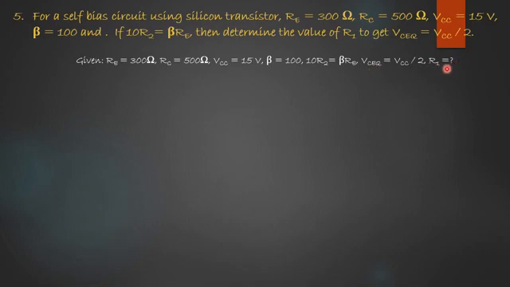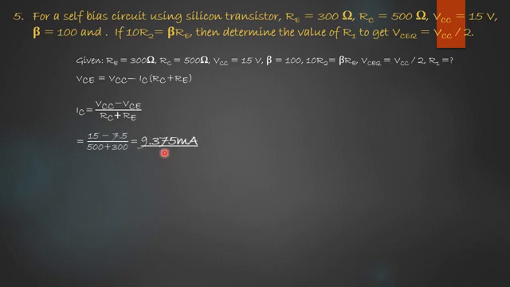So we have to finally find R1. The only unknown in this problem is R1. Since we have been given the output parameters, we can make use of the output expression first to get some of them. Here we have been given VCE, VCC, RC and RE. We just have to find IC. So just reformulate to get IC and substitute. That gives us the value of IC to be 9.375 milliamperes.